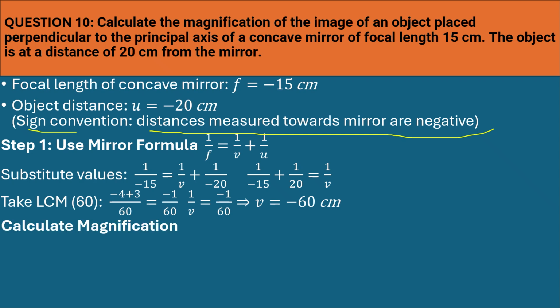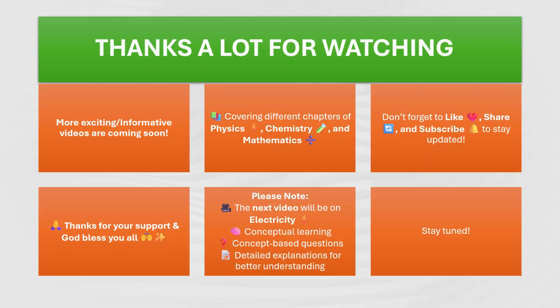Now the next part is you need to calculate the magnification. That is the next step. So what is the formula? m is equal to minus v upon u. So when you just substitute the values, you will get m as negative 3.